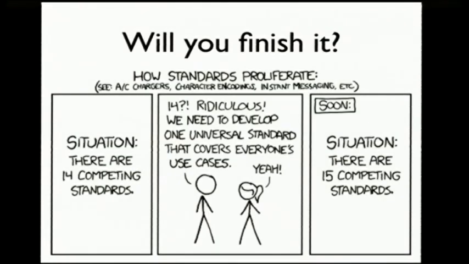The number one question to consider in deciding whether or not to rewrite things, the absolute number one question, so important that it gets its own slide, is: are you going to finish it? The XKCD cartoon, for those who can't see it: situation, there are 14 competing standards. 14, ridiculous. We need to develop the one universal standard that covers everyone's use cases. Yeah. And soon, there are 15 competing standards. We've all seen this happen with standards. This also happens with code. You look at your code base and you say, there are three different ways to search. We should fix this. We'll write the one that handles absolutely everything. And soon, there are four different ways to search. And that's how we get each of these duplications. There's something that almost gets there, but you want to just rewrite it and start there. So avoid that if you possibly can, because it's ugly.